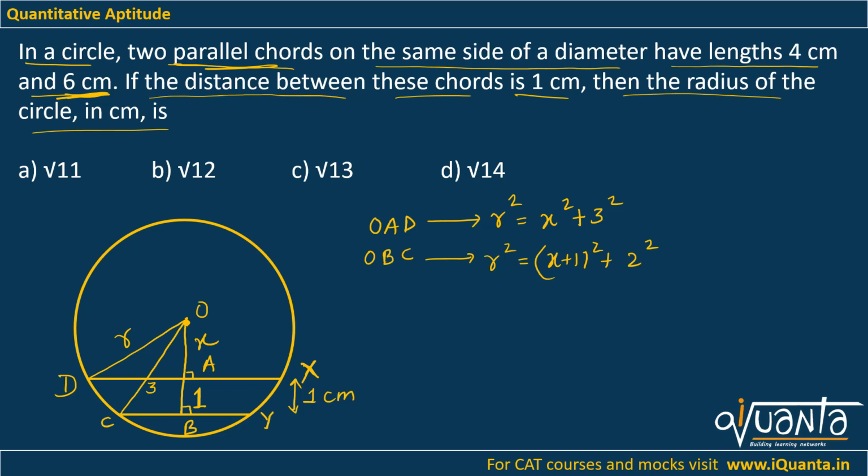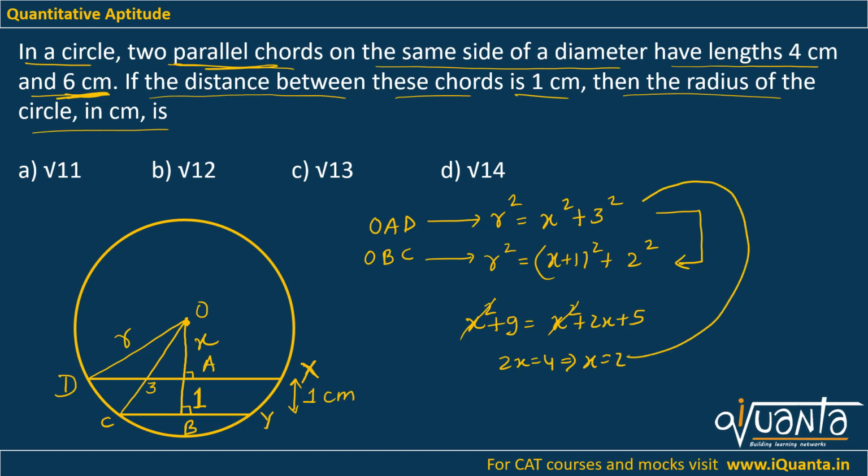Now I have two equations in R and X. That means 2 variables and 2 equations. I can surely find out the value of R from here. So from the first equation I can put the value of R square in the second equation. On the LHS we'll have X square plus 9. On the RHS we'll have X square plus 2X plus 4 plus 1, that means 5. X square will be gone. 2X will be equal to 4, which gives me X equal to 2. So if X equals 2, I can put it in this equation and find the value of R. So R square will be equal to X square, that means 4, plus 3 square which is 9, which gives me R equals root 13. So this will be our answer, option C.